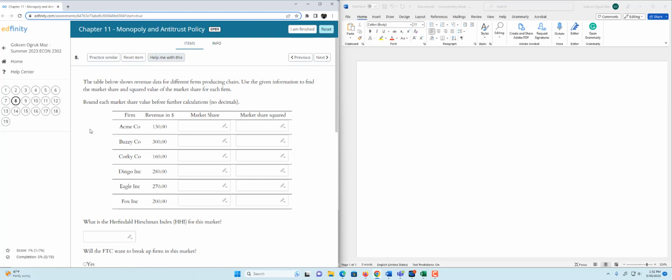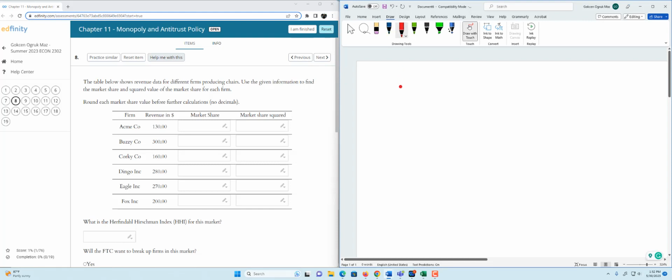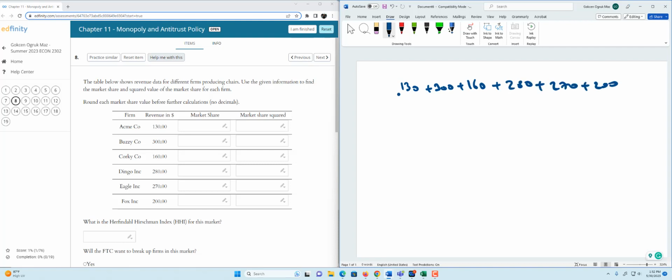So how do we find market share? We need to sum all these outputs and find the industry output first. So industry output is going to be 130 plus 300 plus 160 plus 280 plus 270 plus 200. That's equal to 1340. So this is the total industry output.